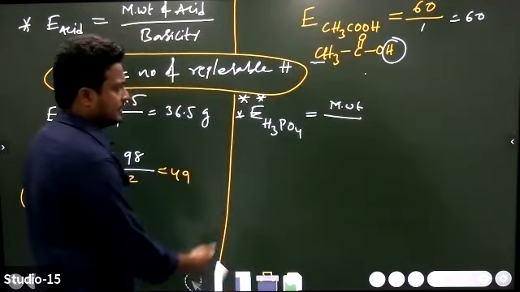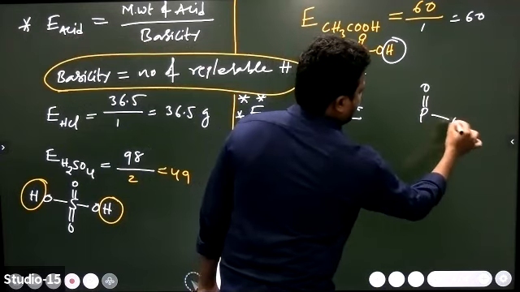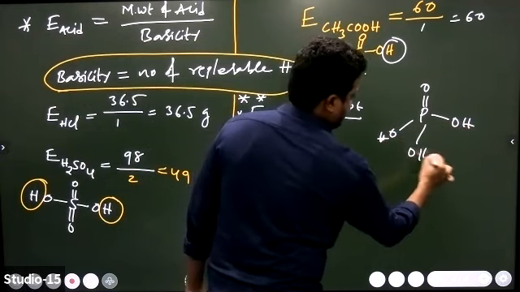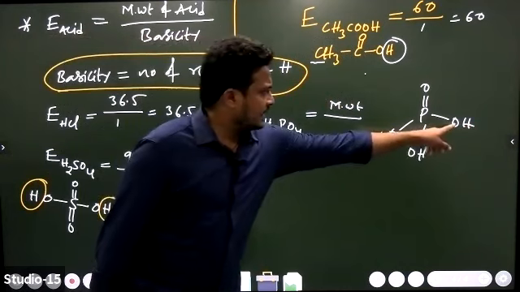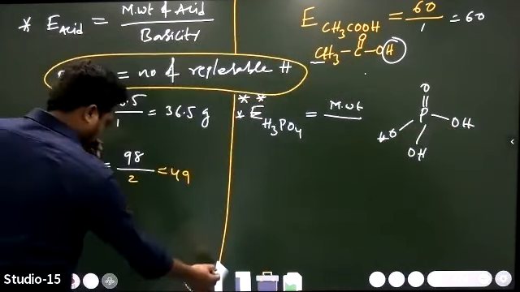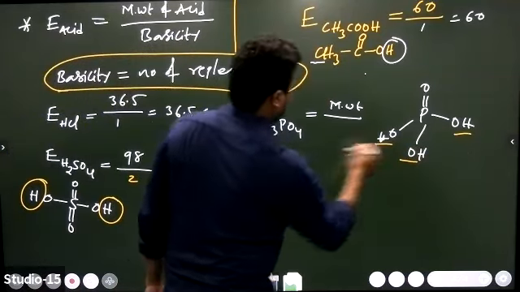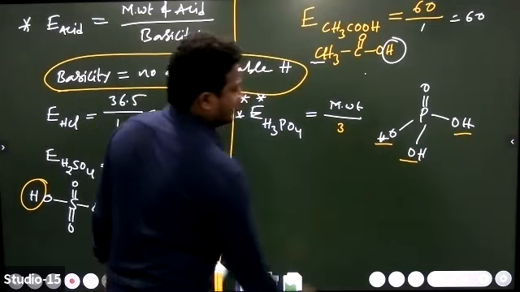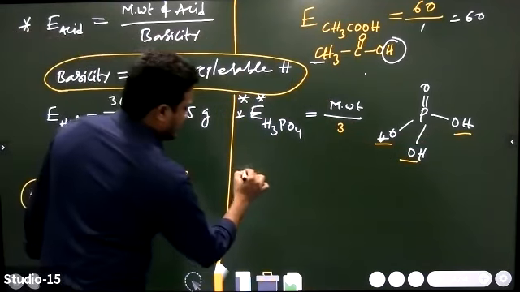How many hydrogens are replaceable? The structure of phosphoric acid is P double bond O, OH, OH, and OH. Hydrogens which are directly attached to oxygen atoms are only replaceable. Here, how many hydrogens are replaceable? 1, 2, 3. So the basicity of H3PO4, phosphoric acid, is 3. 98 by 3.